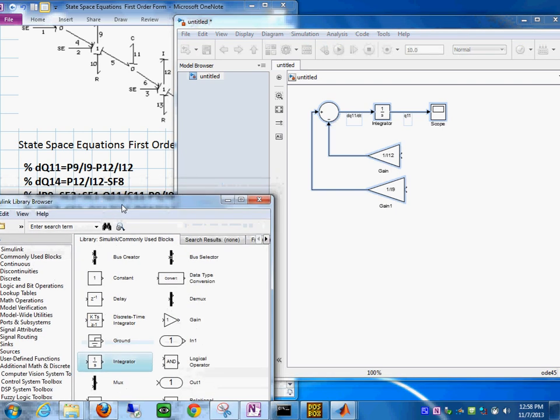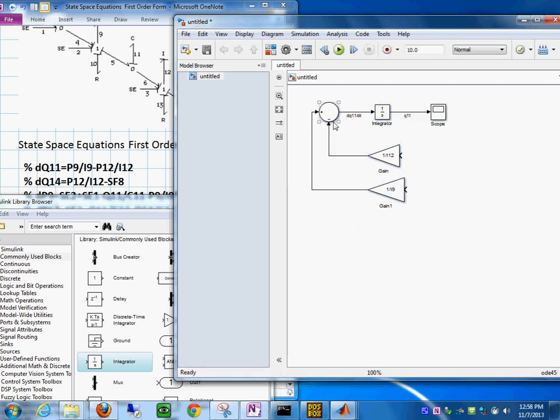So my next objective is to do the DQ14 DT, and it has the same format as the other equation, except this one has a source. I would just do a Control C and V to get the same element in here. We also need an integrator here.